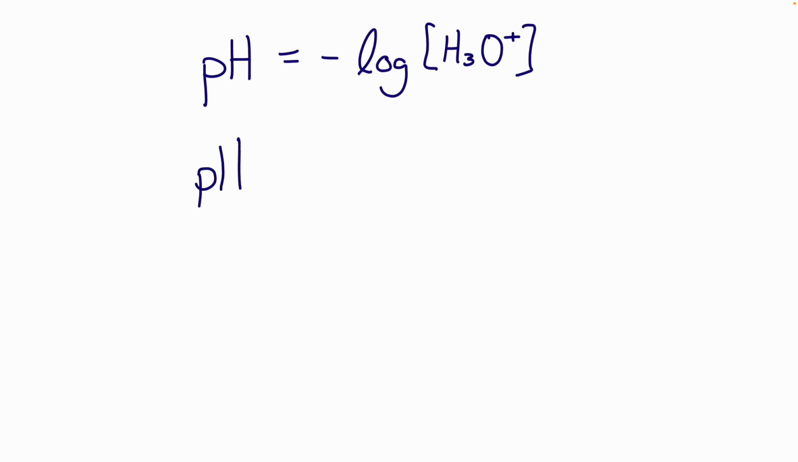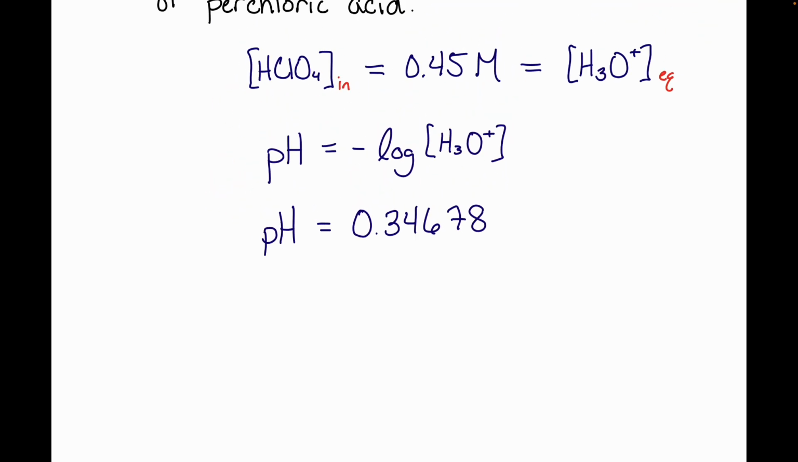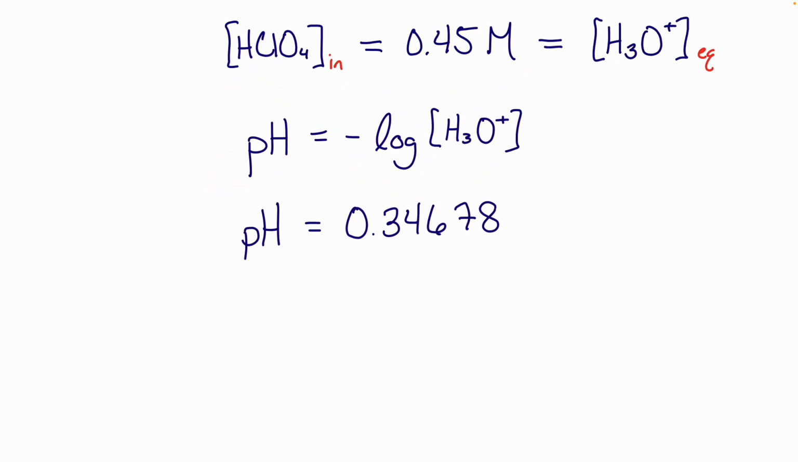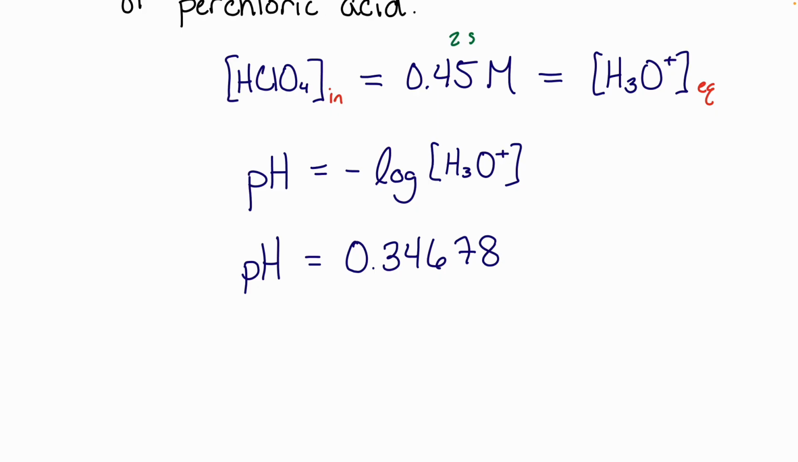All right, so I punch that into my calculator. I get a pH of 0.34678. Again, what are my units? No units. And then my input here has these two sig figs. So that's going to correspond to two what in my pH? 2 decimal places in that pH, or 0.35.